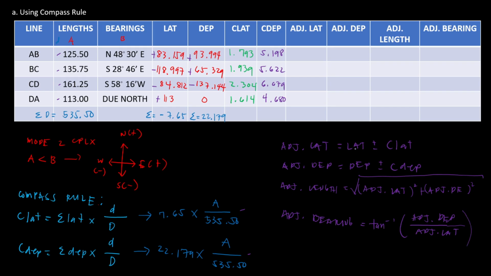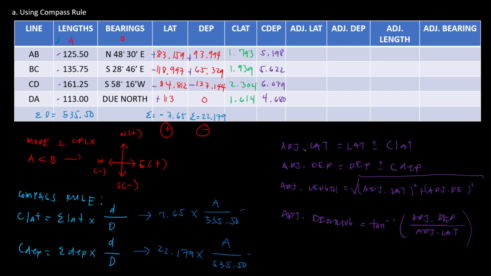So dito, input nyo na lang sa calcu yung alpha A plus or minus C lat. Dito pala, yung rule natin dito sa adjusted latitude and adjusted depth, yung C lat and C depth. Tingin tayo dito sa summation nila. Sa summation ng latitude, negative yung nakuha natin, so i-add natin yung C lat. And dito naman sa departure, yung summation niya is 22.179, so positive, so minus. Ma-minus natin yung C depth.